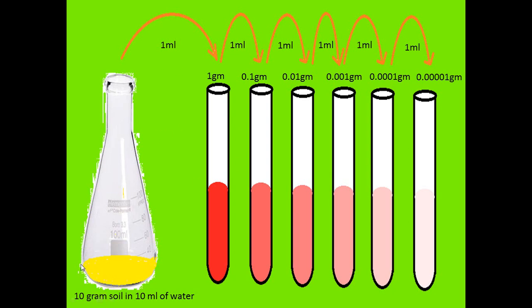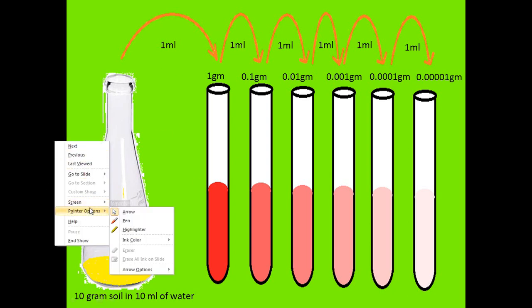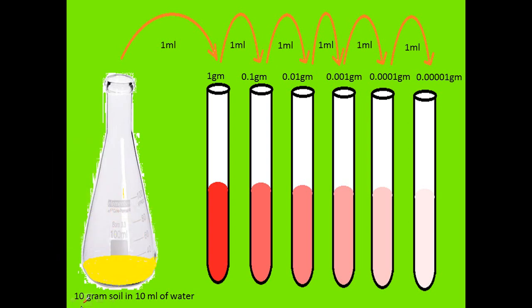So what I have done here is that in the conical flask I have taken 10 gram of the soil sample in 10 ml of water. If you take 10 ml of water and put 10 gram of the soil sample, then in the ratio, 1 ml of the water will carry 1 gram of the soil sample. So here you can see, this is the conical flask that consists of 10 gram of the soil sample in 10 ml of the water.